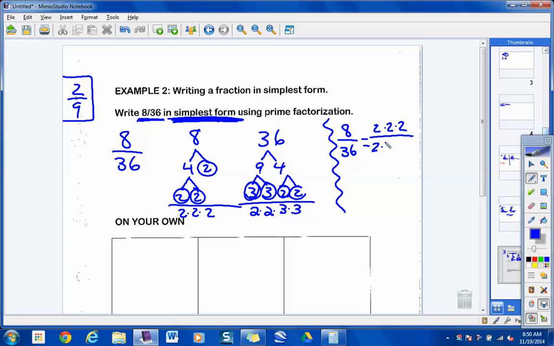2 times 2 times 3 times 3. All right, this is the big idea then today. I've taken both the numerator and denominator and done the prime factorization for both. I want to simplify them, or write this in simplest form.